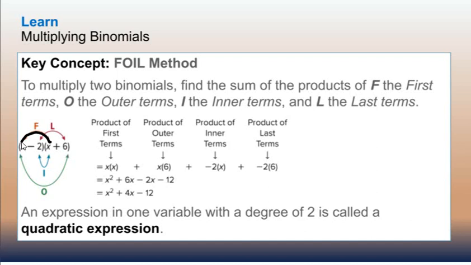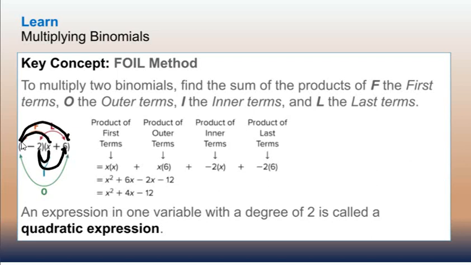The O is the outer terms. So in this case, it would be x times 6. That's your outer one. And then I'm going to do the I, the inner two, so negative 2 times x. And then the last term, negative 2 times 6, will give us a negative 12. And that would be your FOIL when you combine your answers.